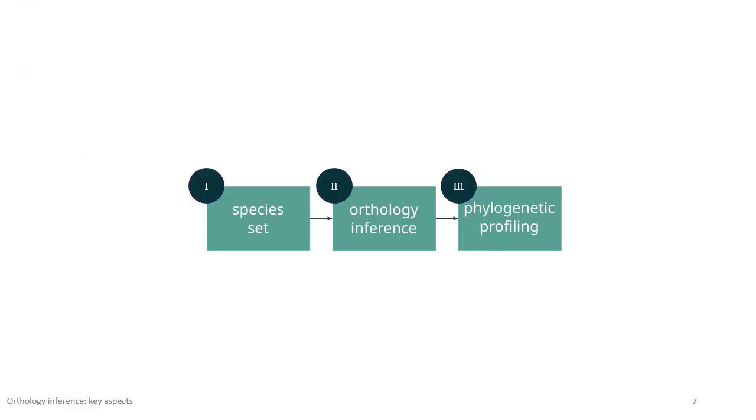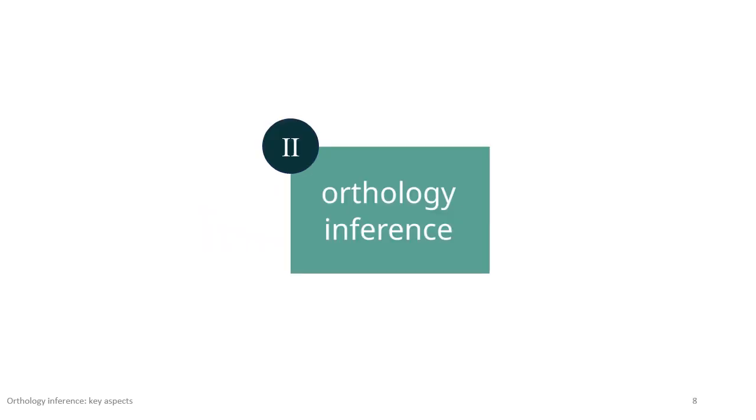To perform a phylogenetic profiling analysis, three main steps are required. First, the definition of the species set under study. Second, the identification of orthologous genes in the species set. And third, the evaluation of a phylogenetic profile similarity. Let us consider the orthology in the first step.